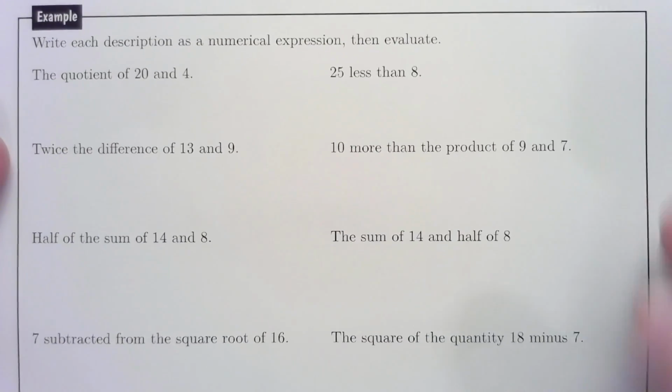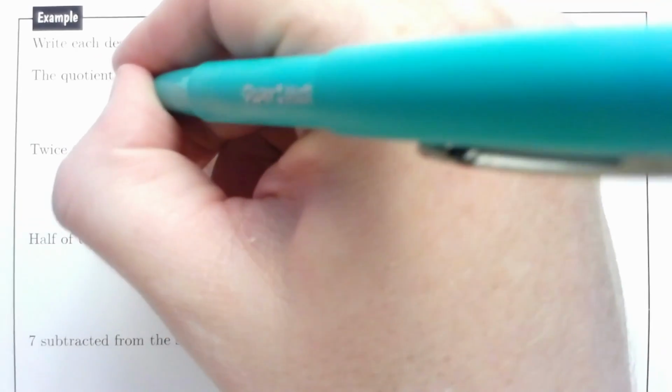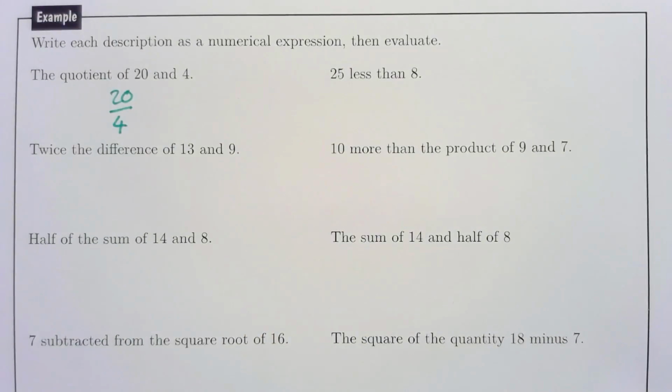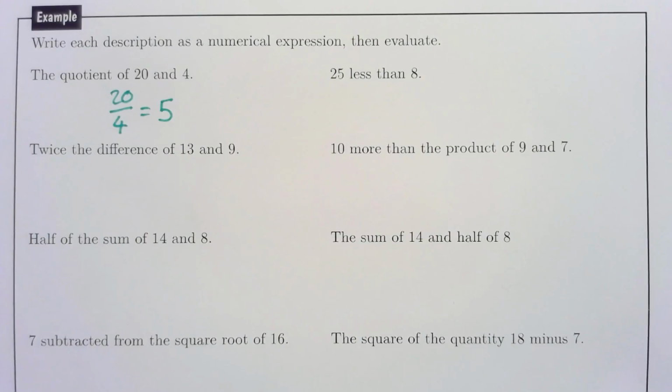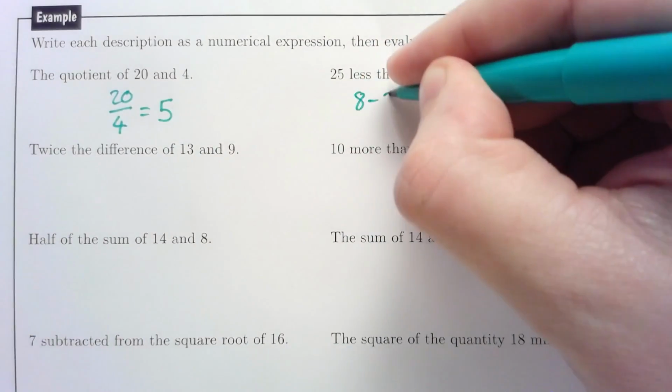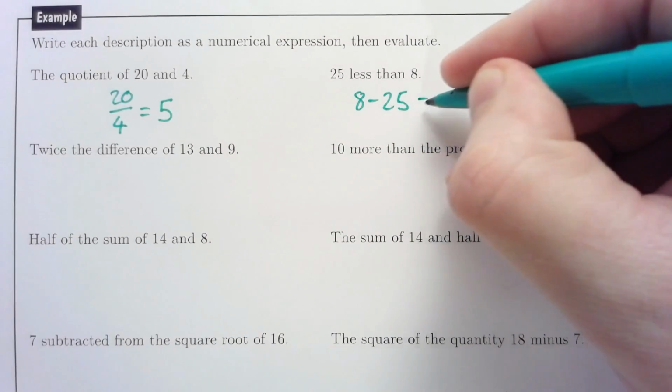So the quotient of 20 and 4. Quotient is the result of division, so this is really 20 divided by 4, which is 5. 25 less than 8. Now be careful with an expression like this. We actually need to switch the order of our numbers when writing the expression down, because less than implies that we're taking 25 away from 8. So 8 subtract 25 is negative 17.